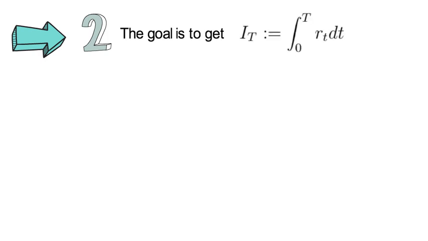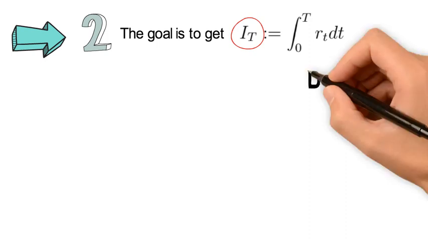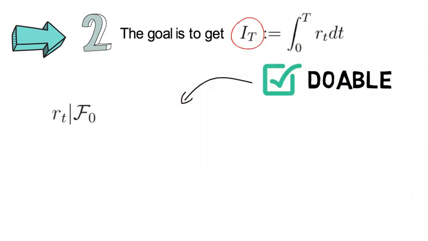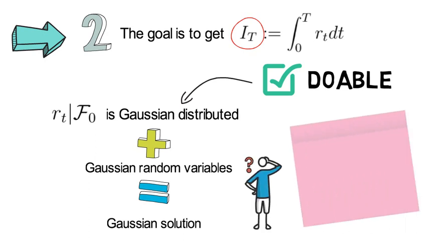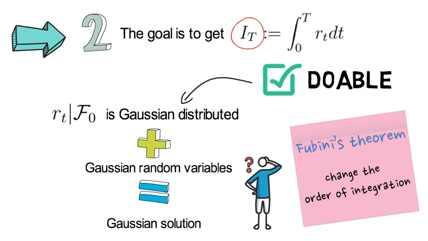Now we move on to step number 2. The goal is to characterize that integral, which I denote as I indexed capital T, which is simply the integrated short rate. Now, I argue that is doable, because RT conditional on F0 is Gaussian, as we know from step number 1. Hence now we have to add up Gaussian random variables. And the solution will be Gaussian as well. So the only potential obstacle on the way is the application of Fubini's theorem, which will allow us to change the order of integration. Now let's look at that in detail.